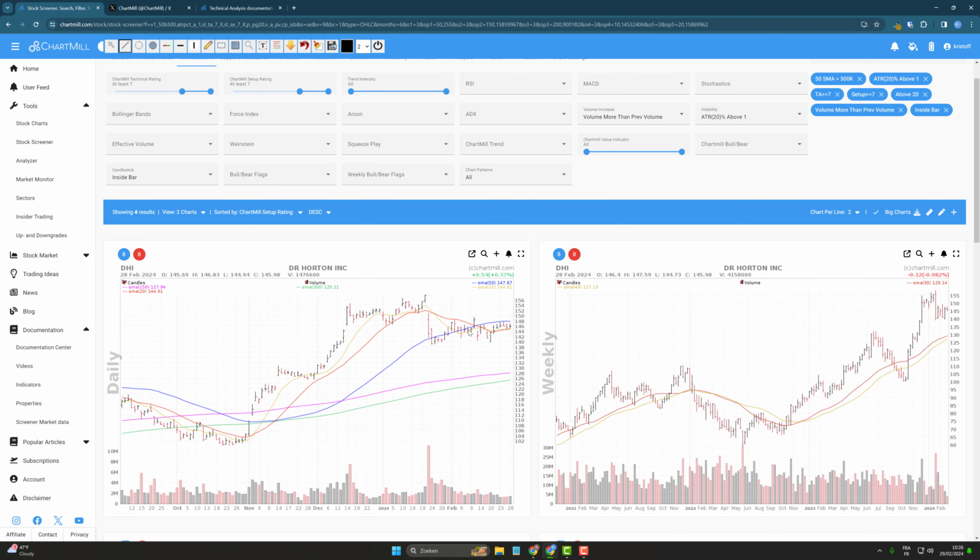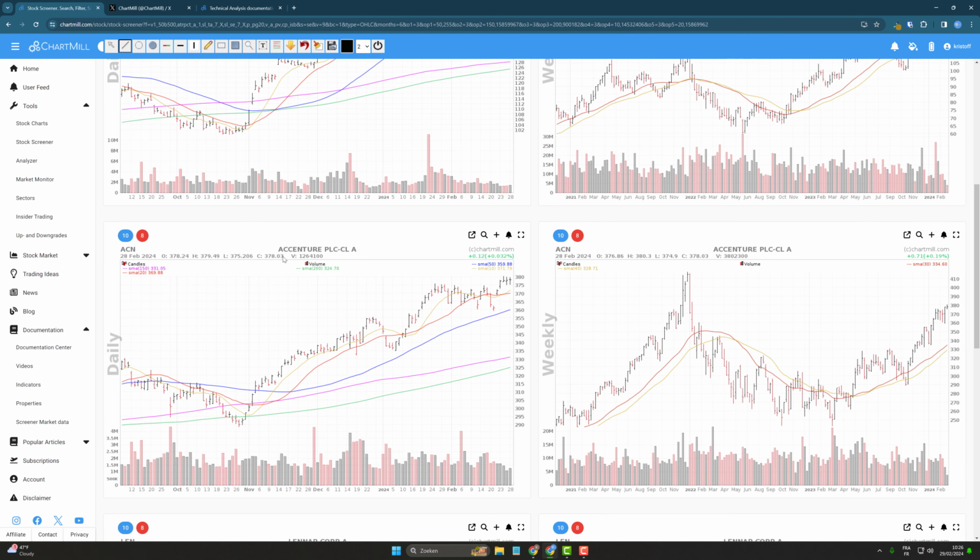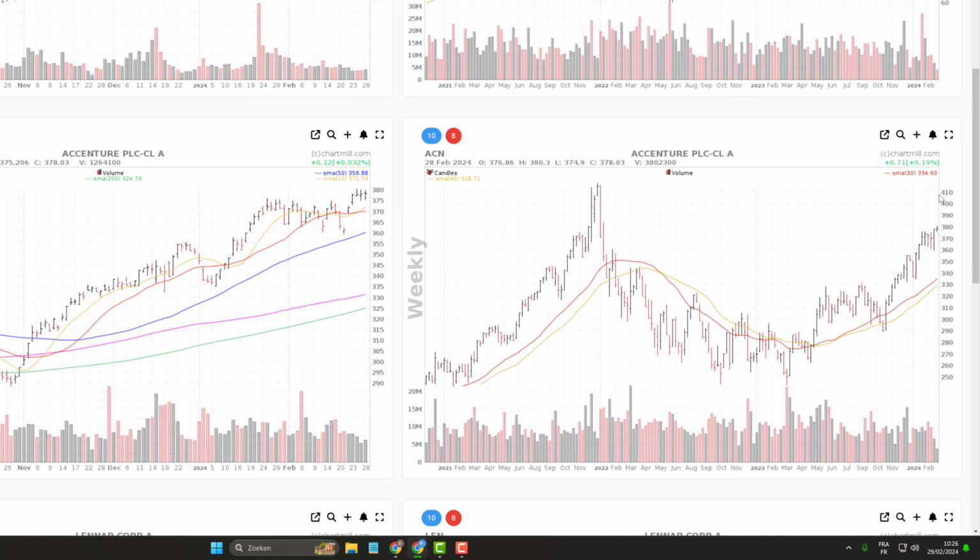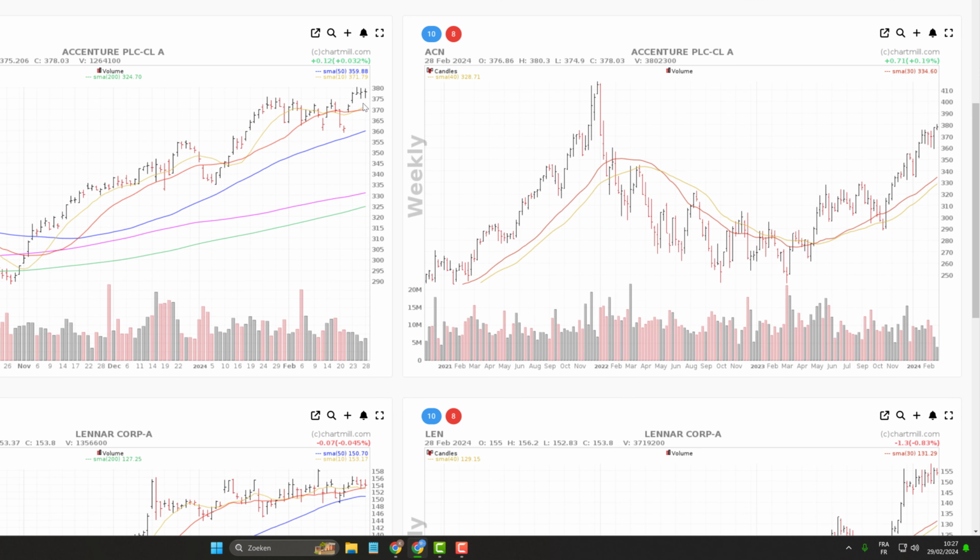For example, D.R. Horton, very tight price action. As you can see, an inside bar in the last trading session. Accenture, ACN, tight price action for the last 3 days. It's a nice one because on the weekly chart, if this can break out, the next target is 4010. That gives us a low risk entry, a very good risk reward with a tight stop loss.